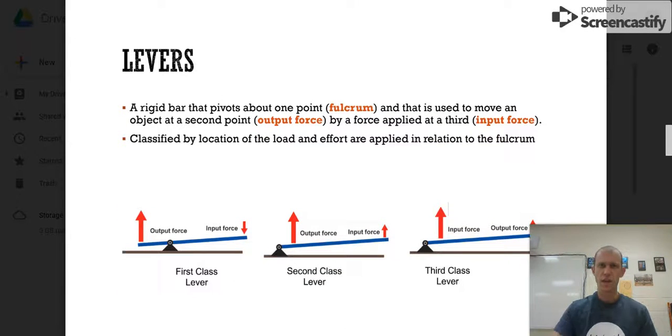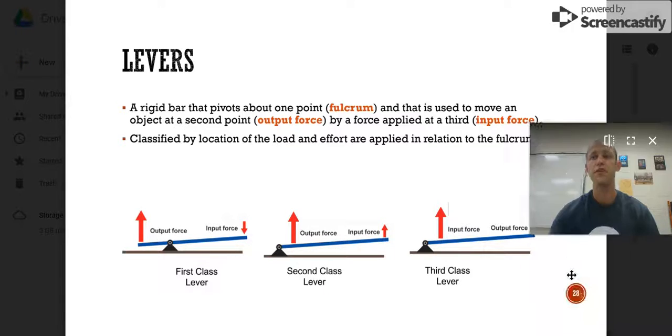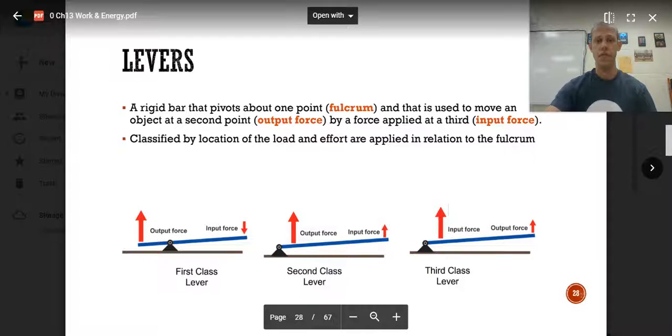So there are 6 simple machines that we're going to talk about, and the first of those is the lever family. Levers can be defined as a rigid bar that pivots about one point, which we call the fulcrum, and that is used to move an object at a second point, the output force, by a force applied at a third point, the input force.